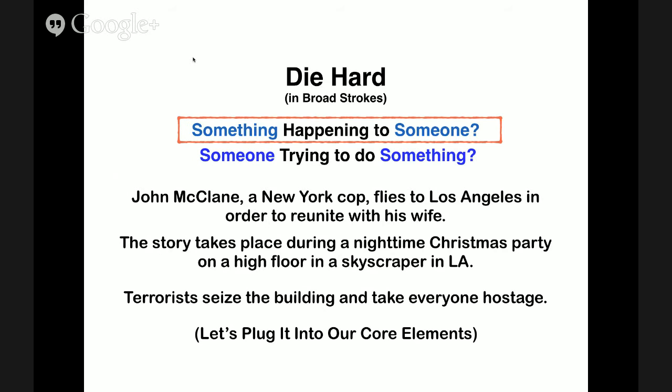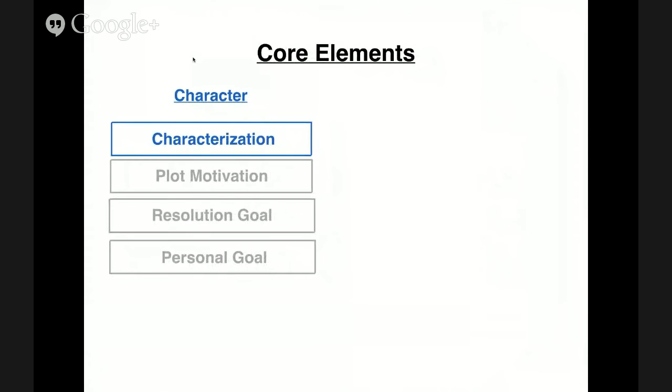Right, thank you. Okay, so now we're going to plug Die Hard into our core elements. And that should clear up a lot of things for people, hopefully. All right, here we go. Characterization. What do we know about John McClane? Let's just make a list. I made a list for us.